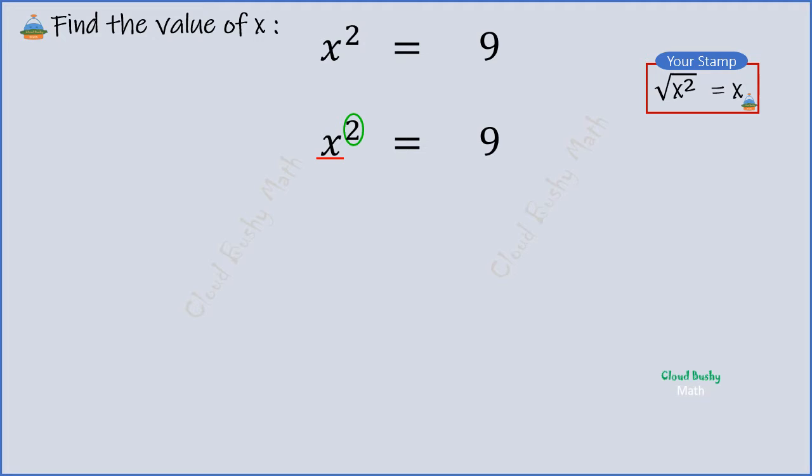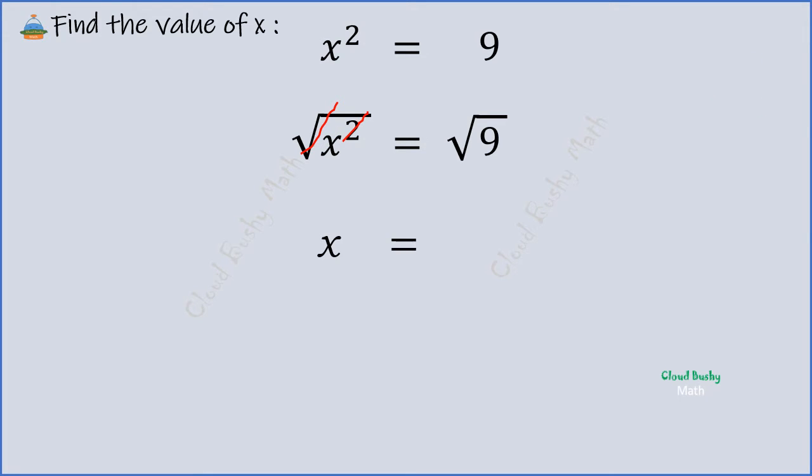We know that the square root of x squared is x. Now, to remove this exponent, we need to find the square root of x squared on the left-hand side. And to keep our equation balanced, we have to find the square root of whatever is on the right-hand side as well. Now, the square root of x squared is x. This square root will cancel the square. That really helps us to remain with only x on the left-hand side.